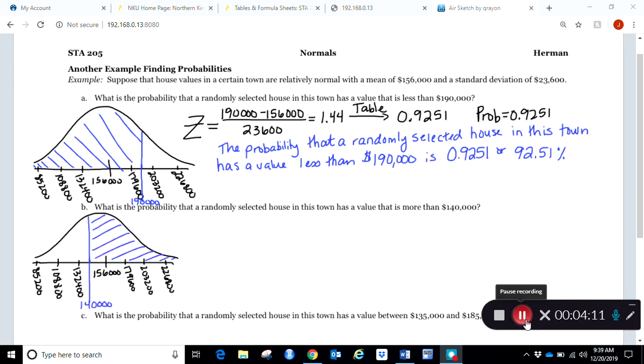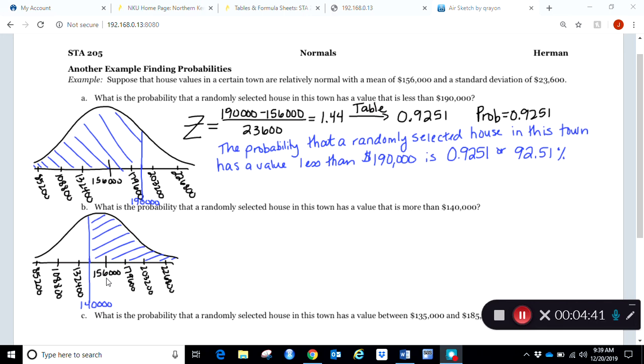Now we can first look at our picture for part B. So notice that first, all the black numbers along the bottom here are the exact same as they were above, since the mean and standard deviation did not change. What did change is this time I want to find being more than $140,000. So $140,000 falls between this 132 and this 156. And since it says more than, that makes me shade right.